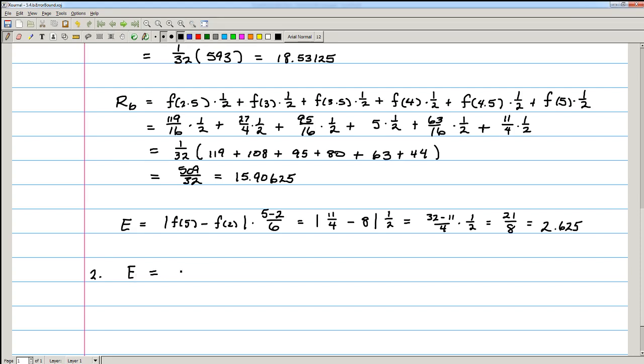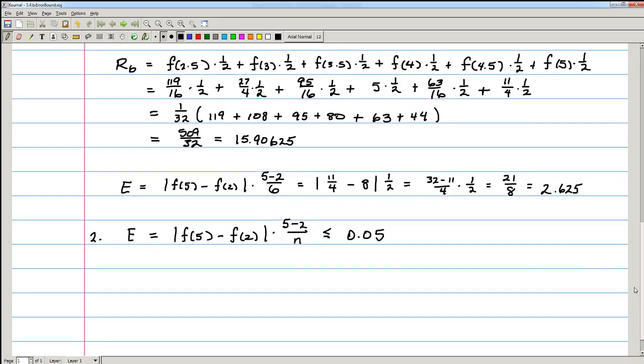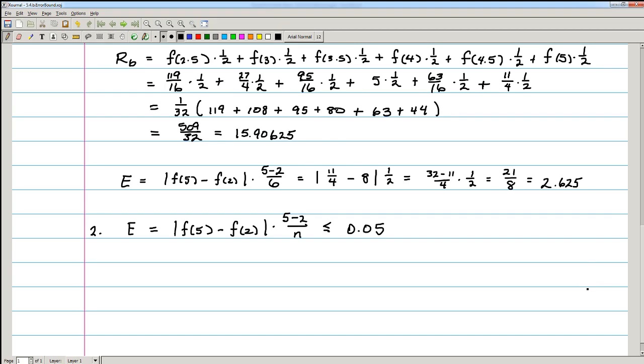We can do this easily because the f of b minus f of 2 part doesn't change. And the 5 minus 2, b minus a, doesn't change, but we don't know what n is. We just know that we want this to be less than or equal to 0.05. To make this kind of calculation, we need to do some simplifications, right? Well, we've calculated our 11/4 minus 8 before and got 21/4.